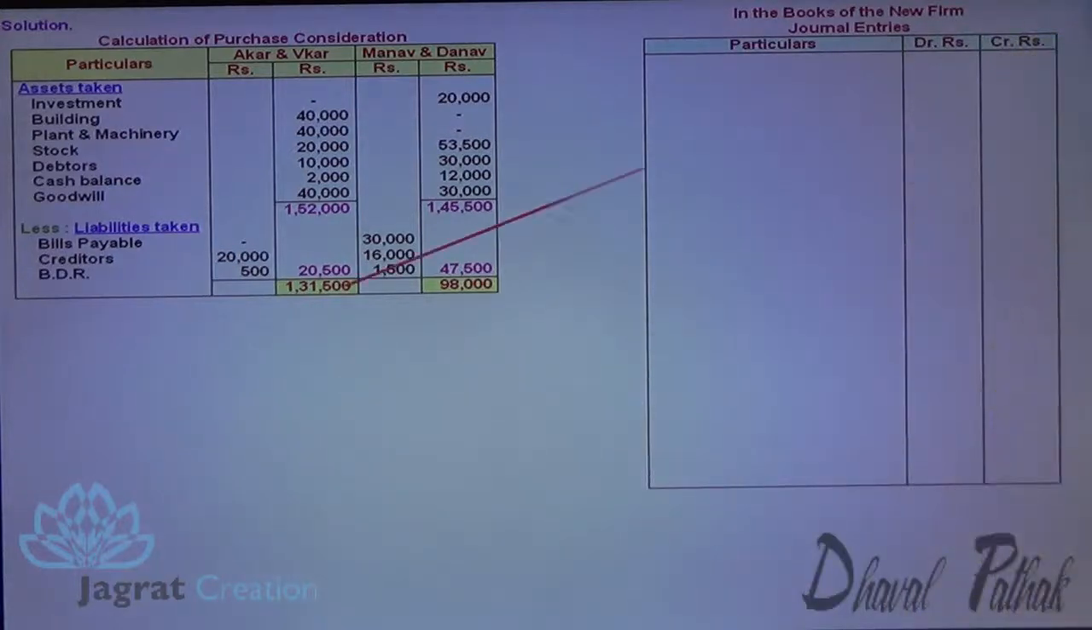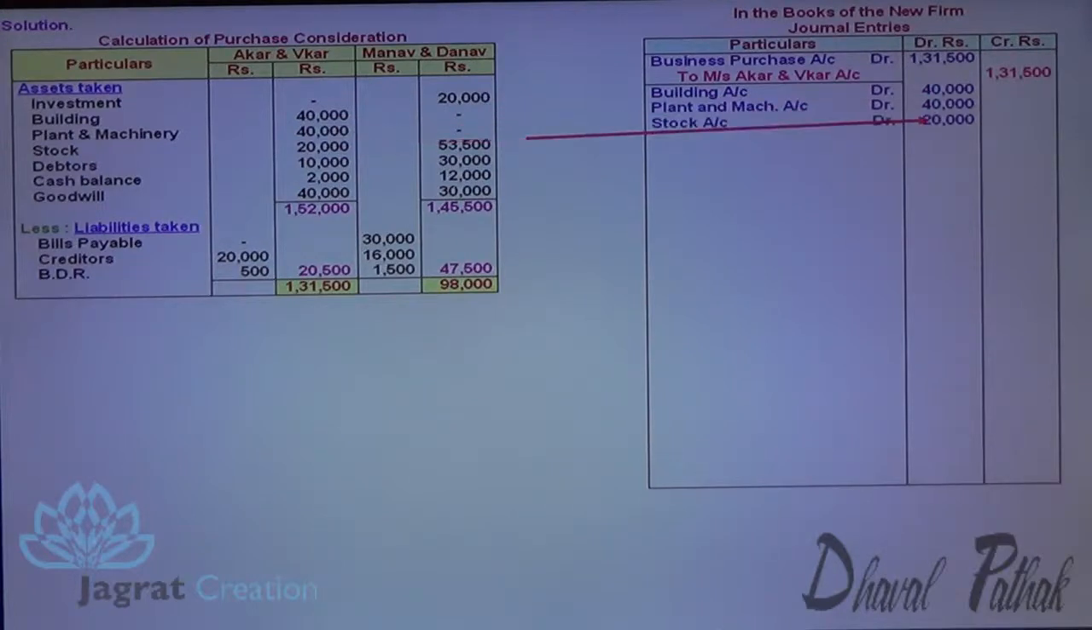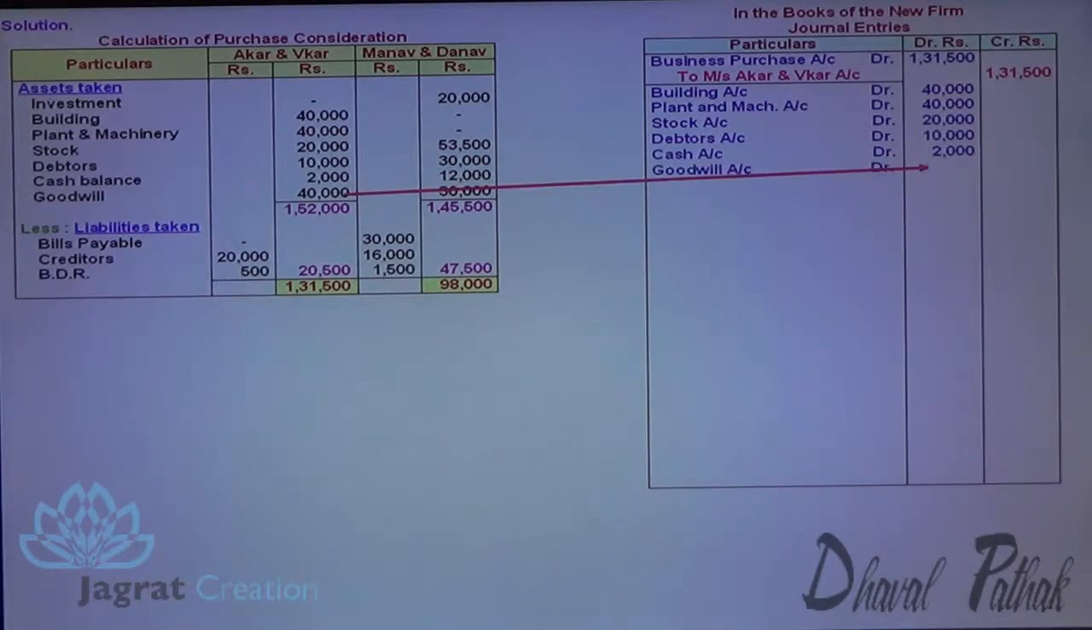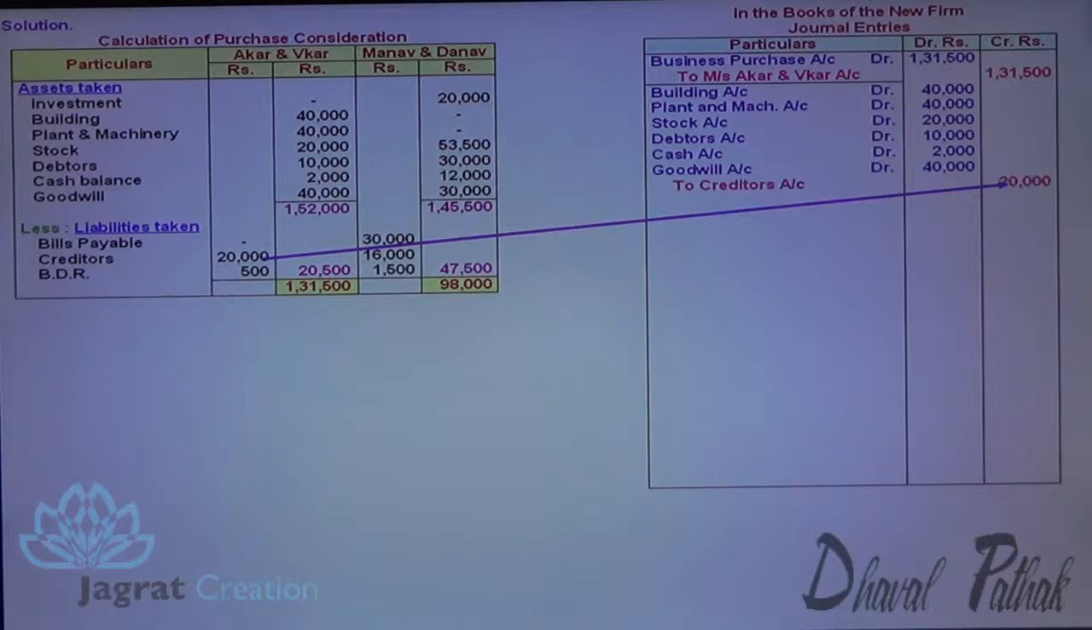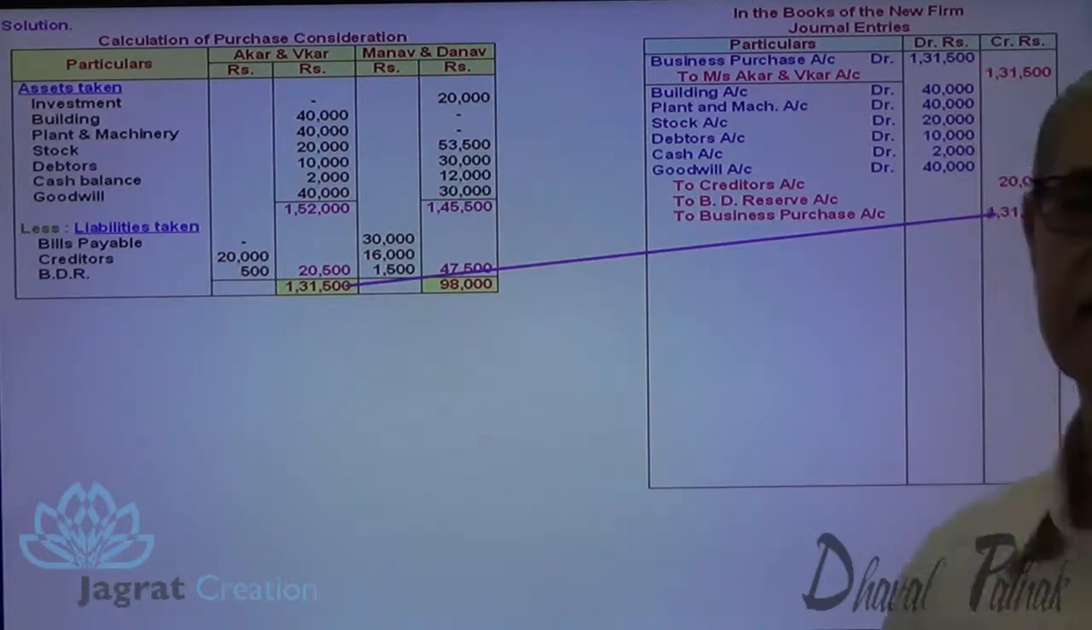So here I write down the journal entries. Business purchase account debit to Messrs. Akar and Vakar account credit. This is a partnership firm to whom the amount is payable. The business purchase price is payable. Now what is purchased in the business? Building account debit, plant and machinery account debit, then stock account debit, debtors account debit, cash account debit, goodwill account debit, to creditors account credit, to bad debt reserve account credit, to business purchase account credit. So this is how 1,31,500 is made of these assets and liabilities.